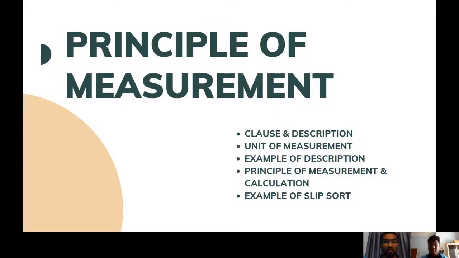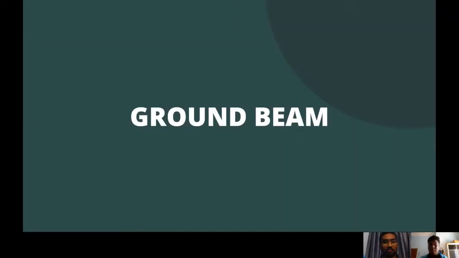For the principle of measurement, first we're going to explain 5 items that will be emphasized, which are the clauses and description, unit of measurement, example of description, principle of measurement and calculation, and also we include an example of slip sort. Next. So we start with ground beam.